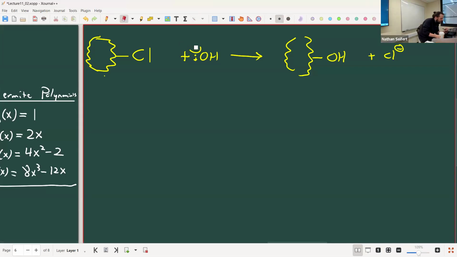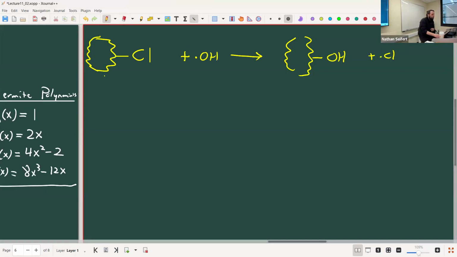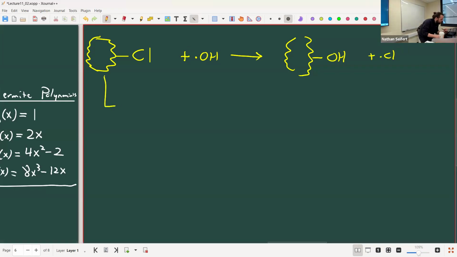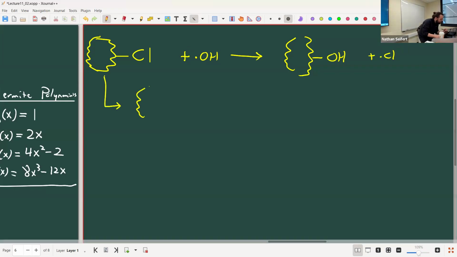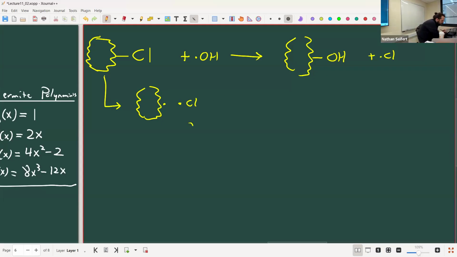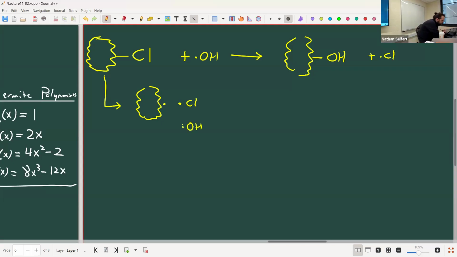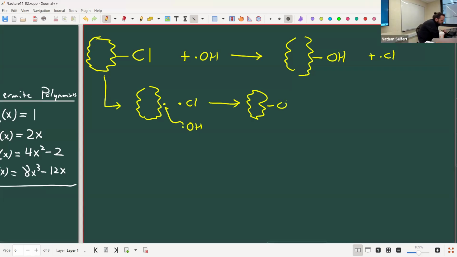And maybe instead of using negatively charged OH, let's use a radical instead, so that we generate a chlorine radical instead. So what would this mechanism look like? Well, you have to cleave this bond between the chlorine and the backbone. And then the OH comes in and replaces it. That's a very simple reaction.